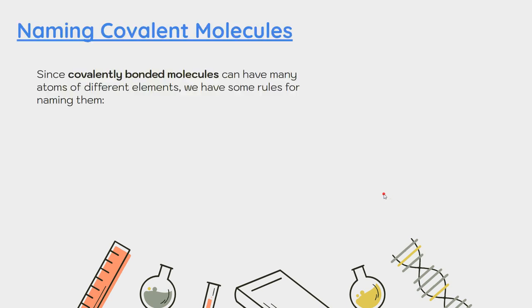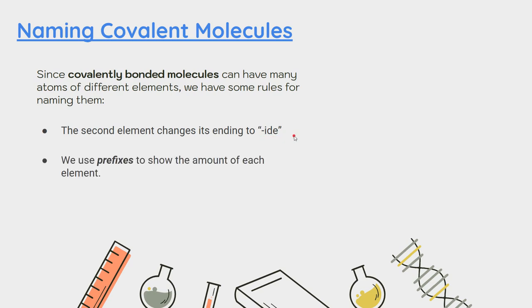Now, how do we name them? Well, because covalently bonded molecules can have many atoms, we have to have a few different rules. The first rule is pretty simple. The second element in any covalent compound is going to change the ending of its name to "ide." We'll see what this looks like on the next slide.